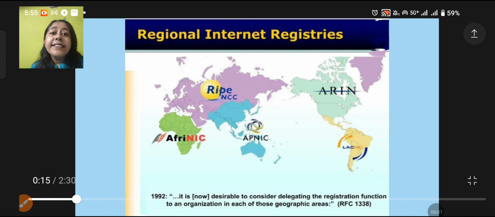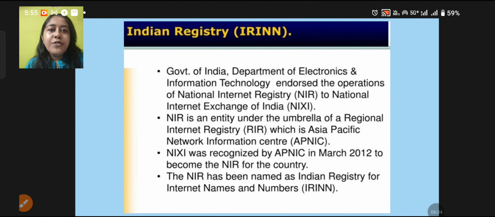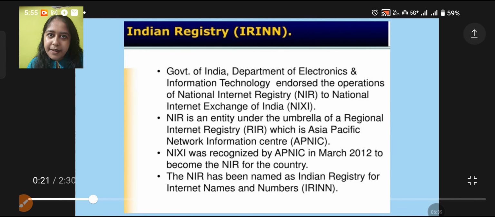Now, regional internet registries we have already studied. You can see here which country uses which regional internet registry, which I have shown here. There is Asia, here APNIC, that is for here. And in America there is ARIN, and RIPE NCC is also there. Africa is AFRINIC. So these are the different regional internet registries. You can also search on the internet. Different countries have different regional internet registries. For India, it's the Indian Registry, that is IRINN.